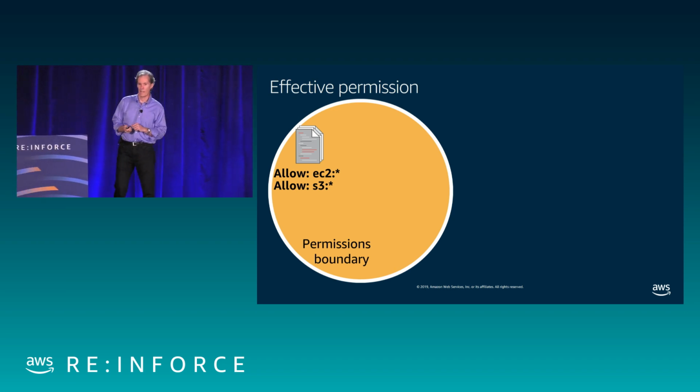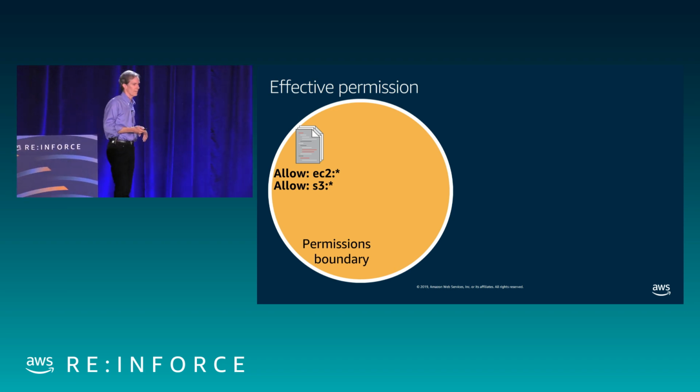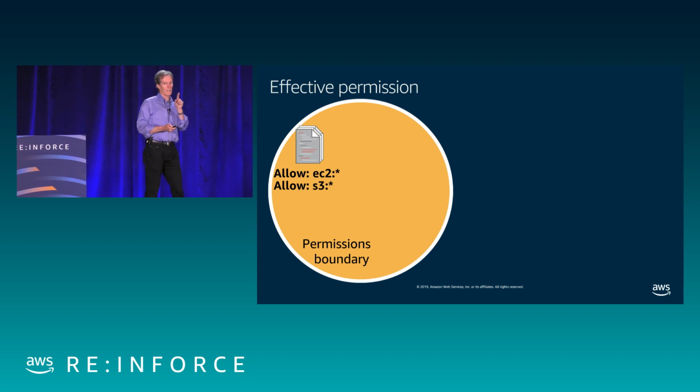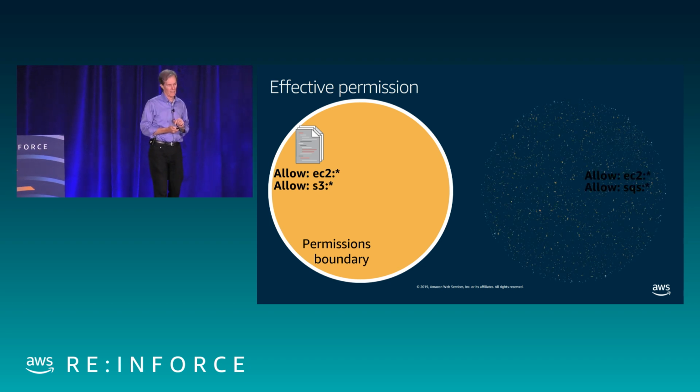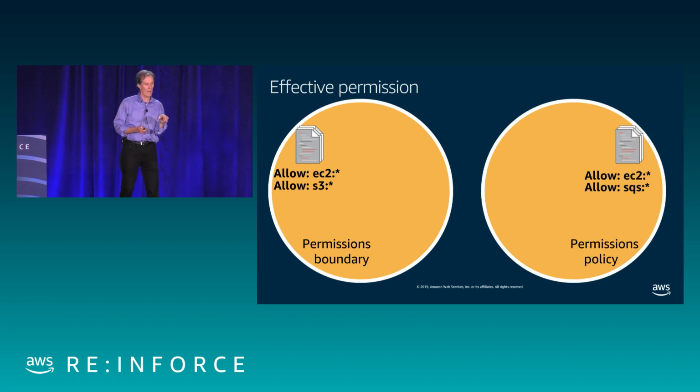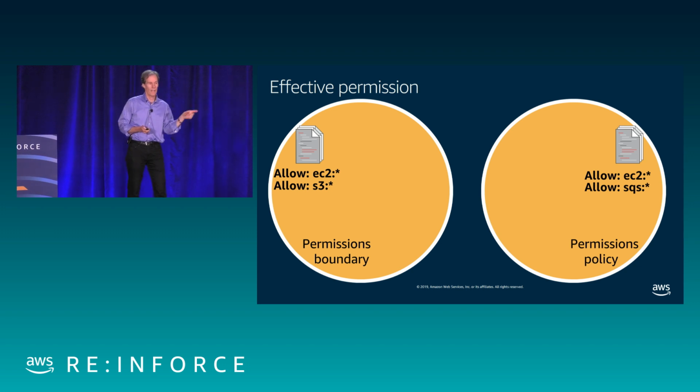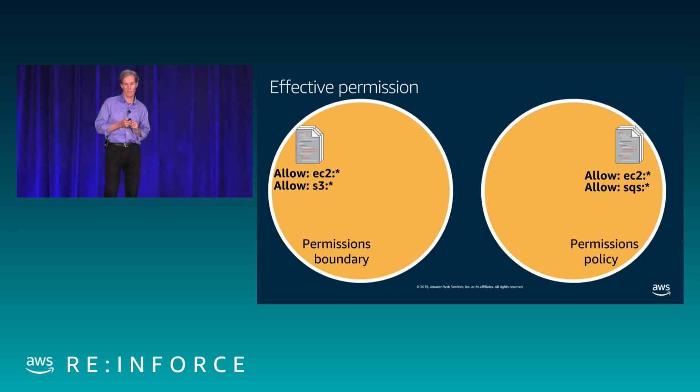So here's a Venn diagram that illustrates what we've just been talking about. And I'm going to test you. If you've been paying attention, you'll pass the test. We have a permissions boundary that says EC2 star, S3 star. We have a permissions policy, like we've just seen, that says EC2 star, SQS star. Somebody shout out, what is the resulting net permission this will give somebody?